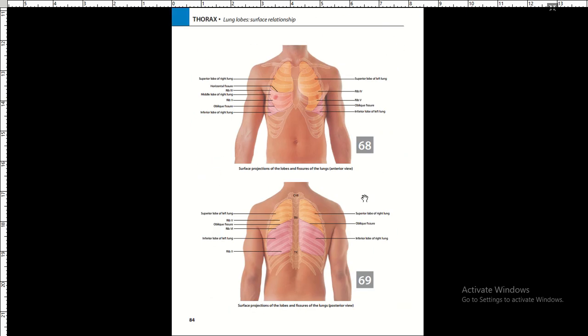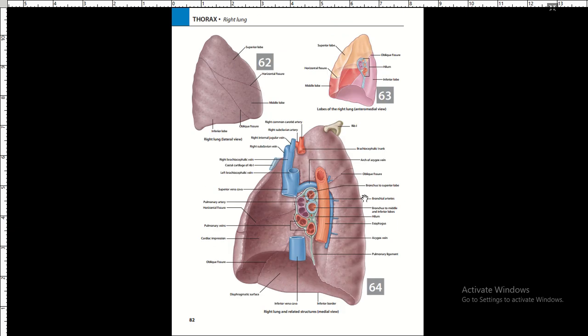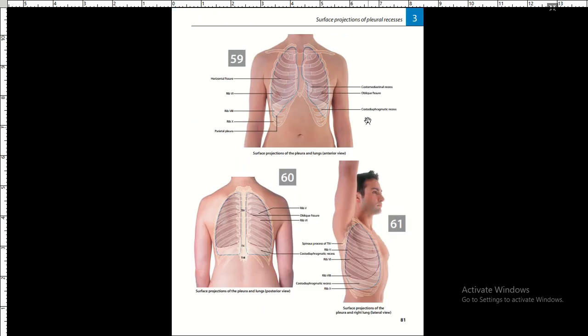You understand? So we have two lungs, as we know. You have a right lung and a left lung. The right lung and the left lung are not the same. They are different. As much as they carry the same function, gross anatomically they are different. So you need to understand the difference between the right and the left lung.